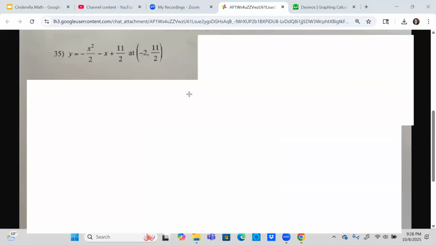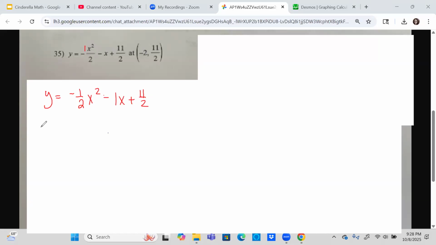All right, so when you see the directions, find either the slope of the tangent line or find the equation of the tangent line, you want to go ahead and take the derivative. So that is why this is being taught in calculus, because it needs the derivative. So looking at 35, I'm going to rewrite that real fast as negative 1/2, because there's a 1 there, x squared minus 1x plus 11/2. If you don't need to rewrite it, feel free not to.